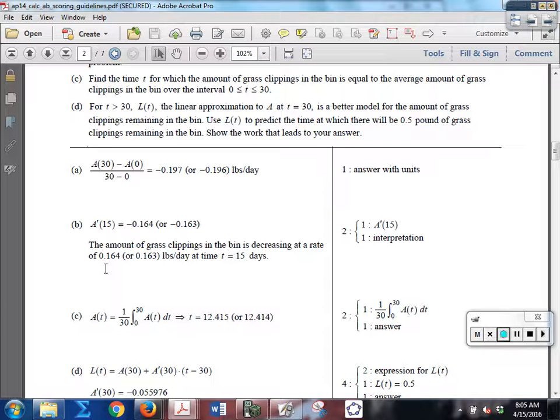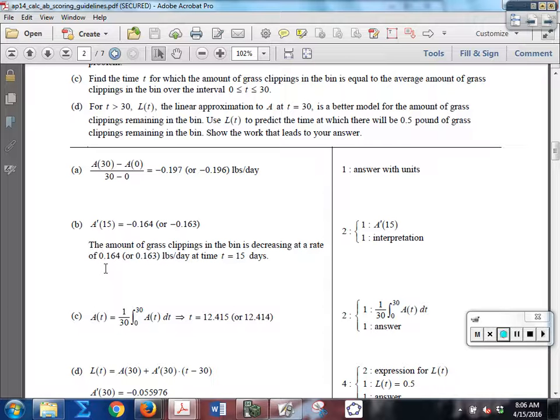It goes the opposite, right? So that's kind of a tricky thing to get right. Or you could say the rate at day 15, and you have to make sure you say 15, at t equals 15, the rate that it... I'm trying to think how you can say it without saying decaying. The rate that it's increasing is a negative 0.164. It should say it's increasing at a negative rate, or decreasing at that positive number.